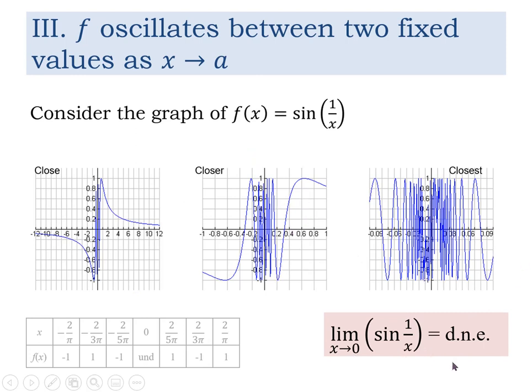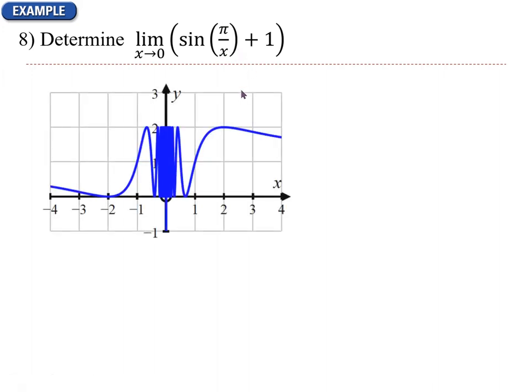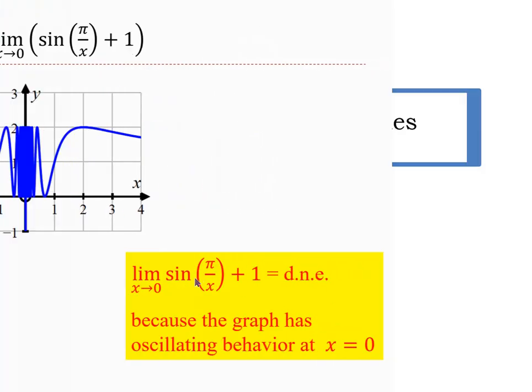And if that's the case of a function, then that limit will not exist where it's bouncing. So here's an example, the sine of pi over x plus 1. So again, graph this in your graphing calculator. You're going to get something that looks a little bit like this. It might be a little bit uglier if you're using a TI-84 calculator, but that limit was not going to exist because it's bouncing up and down between 0 and 2.